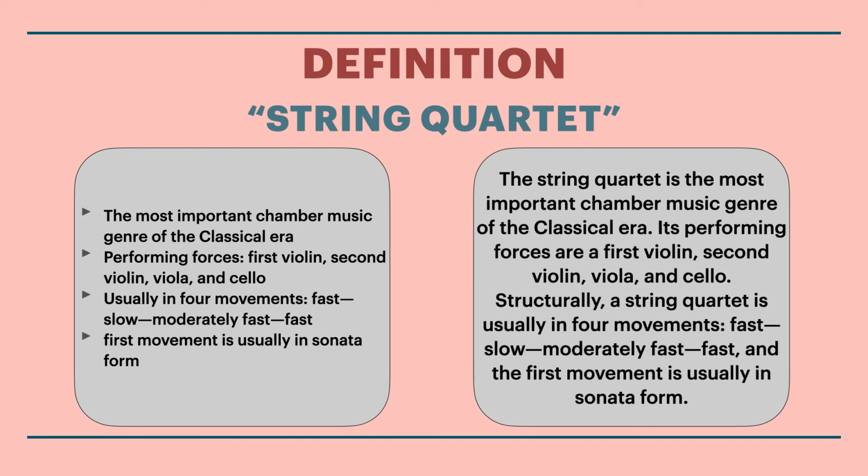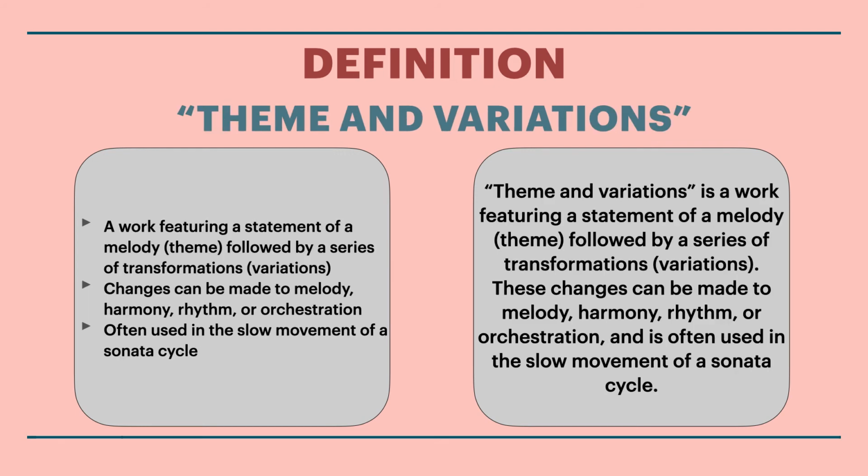String quartet. It's the most important chamber music genre of the classical era. This is the one that you want at your wedding. Its performing forces are first violin, second violin, viola, and cello. In other words, a good violinist, a bad violinist, a failed violinist, and a wannabe violinist. Structurally, a string quartet is usually in 4 movements: fast, slow, moderately fast, and ending with fast. And our first movement is typically in sonata form. We're going to be looking at the Emperor Quartet in our next lecture as an example of this genre.